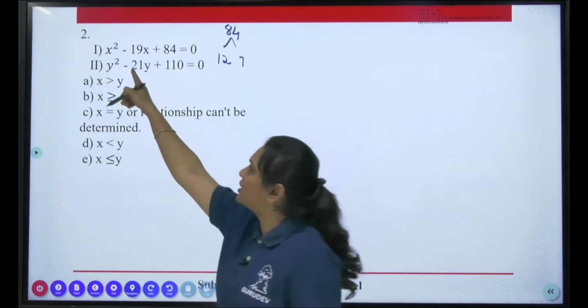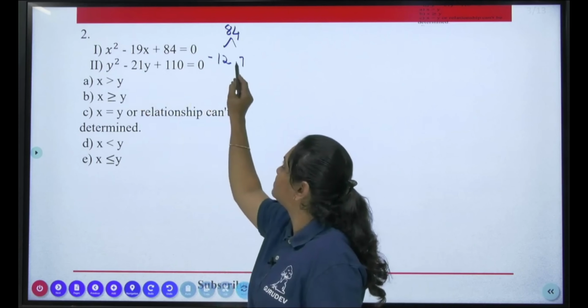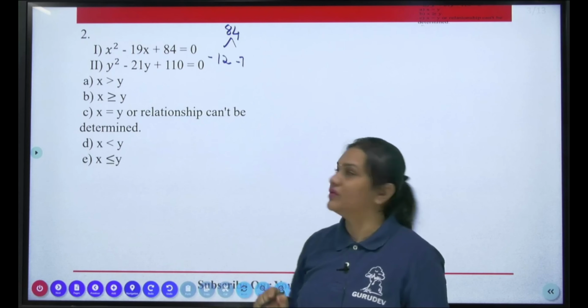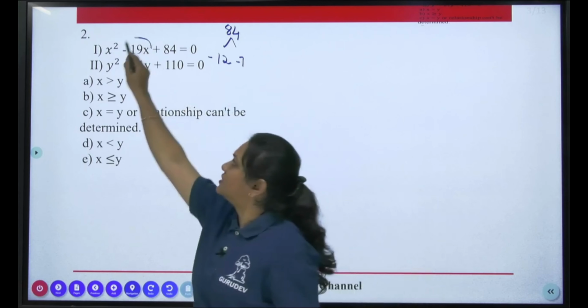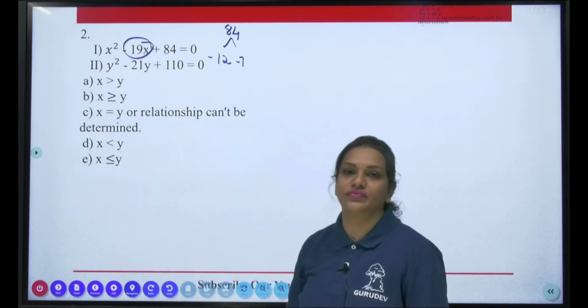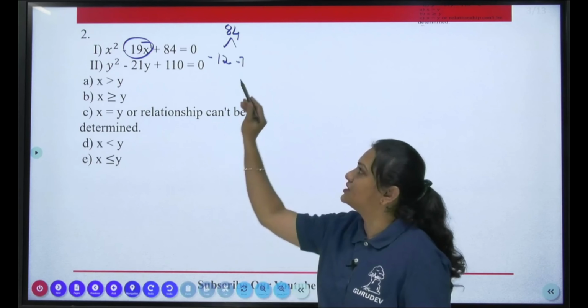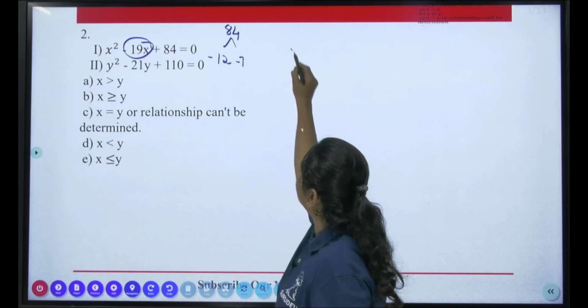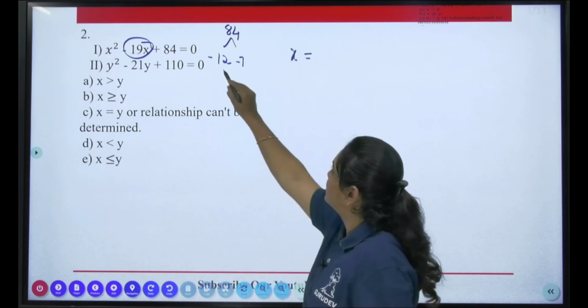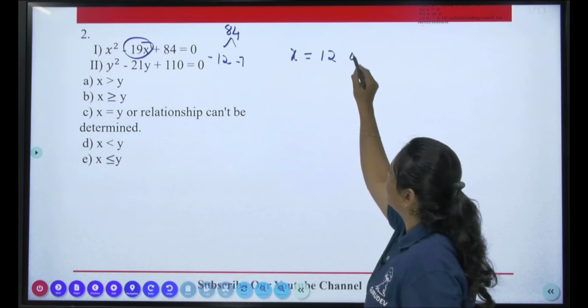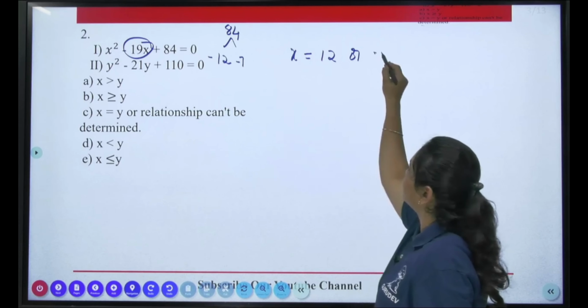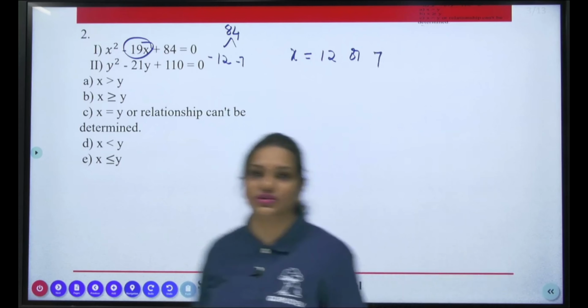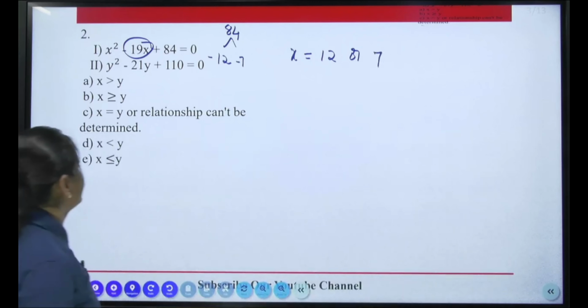But we need a minus sign here. So it is minus, minus. Minus 12 minus 7 will give us the required minus 19. The product is satisfying as well as the addition. So finally, what are the roots of x? The roots of x are 12 and 7, positive 7. So just check once again.